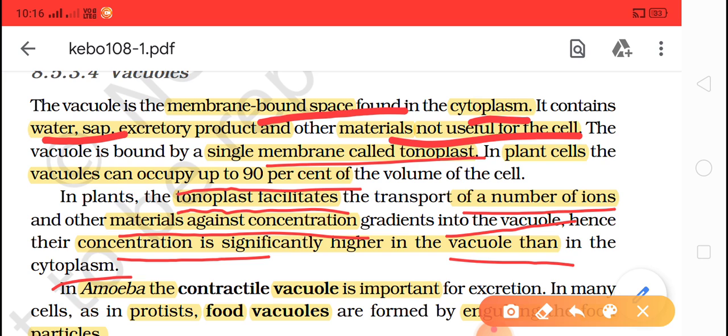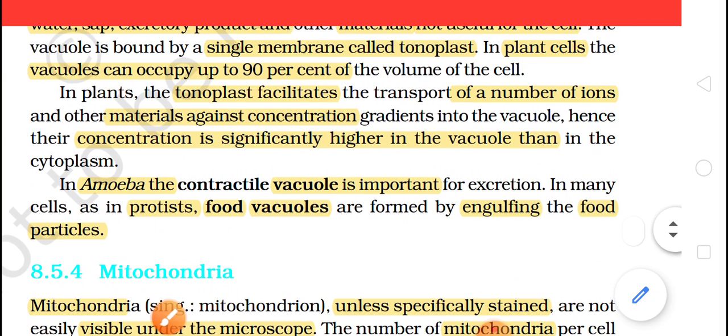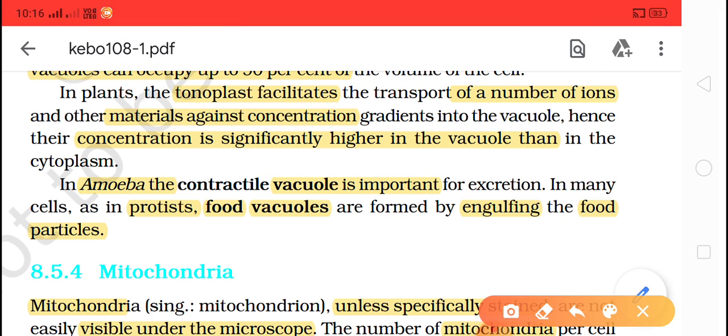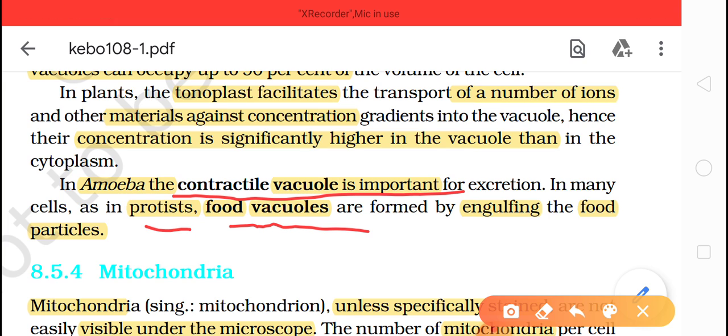Okay, for example, in amoeba, children, a contractile vacuole is present and it is important for excretion. In many cells such as protists, food vacuoles are found and these vacuoles are used for engulfing food particles.